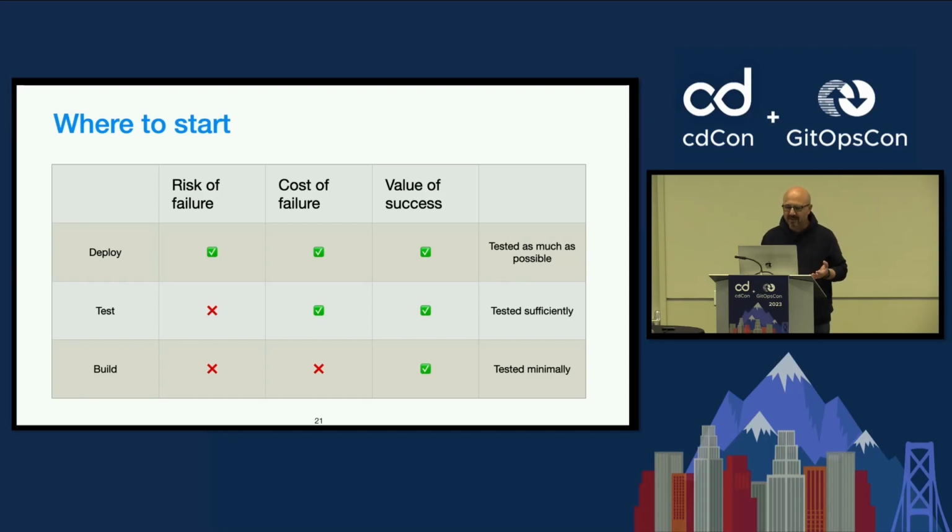The test is medium because the cost of failure is high, because your app has something wrong with it. It's not working. But then the value of success is high. Your application is more solid, but the risk of it is a little bit less. The get code and the build, I would say, are low because the risk of failure and cost of failure are pretty low.